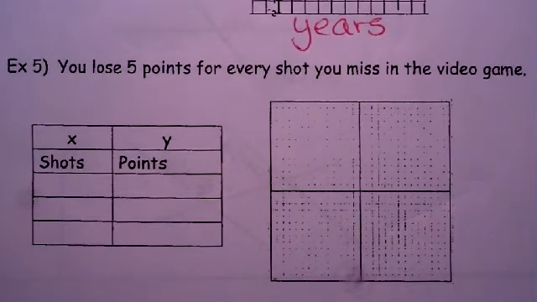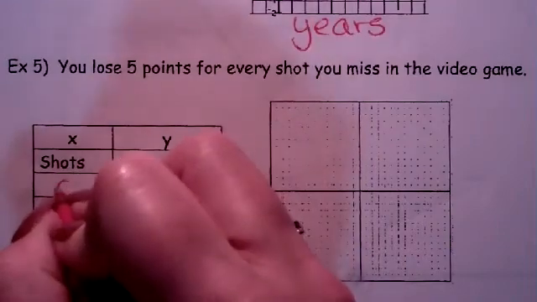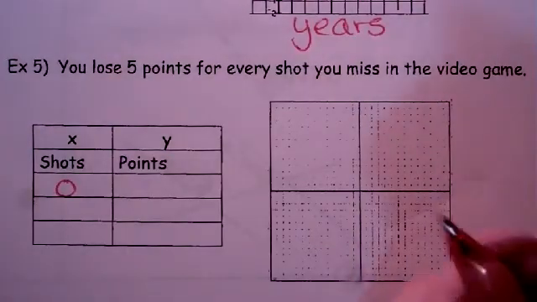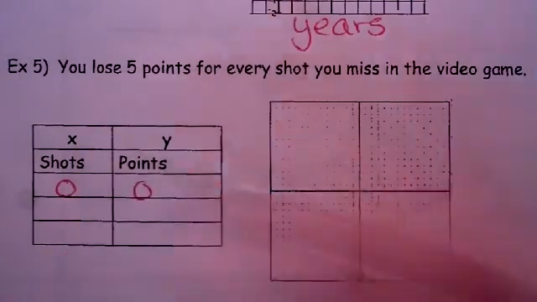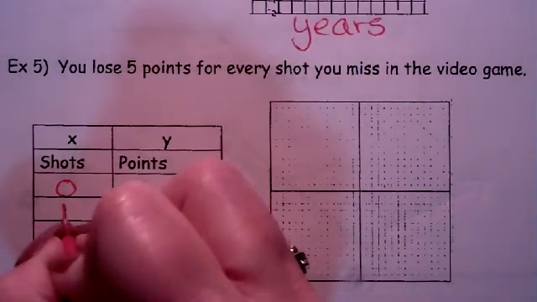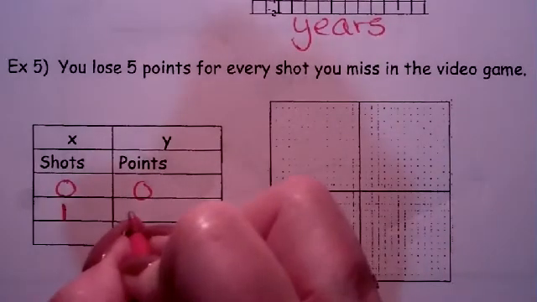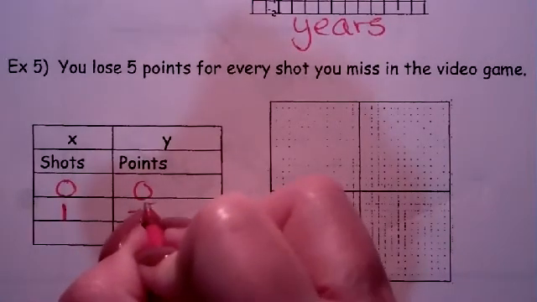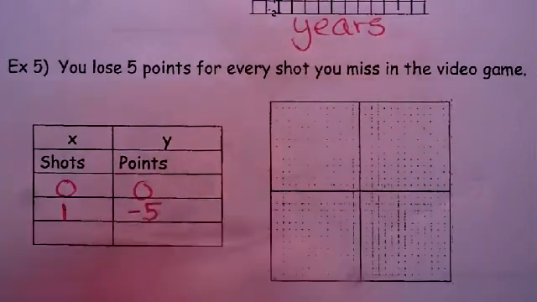Okay, so let's think about what's going on here. If you don't miss any shots, I miss 0 shots, how many points do I lose? 0. What if I miss 1 shot? What happens to my score? It's going down by 5 points, isn't it? I just lost 5 points. And remember, negative means to lose. Positive means to gain. Okay?